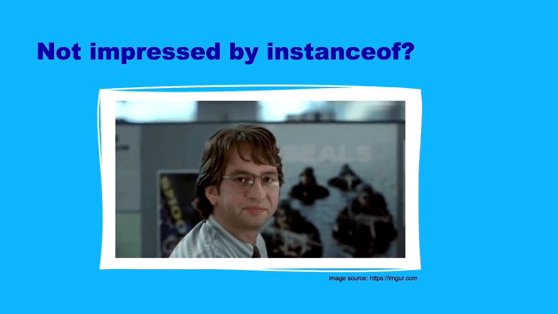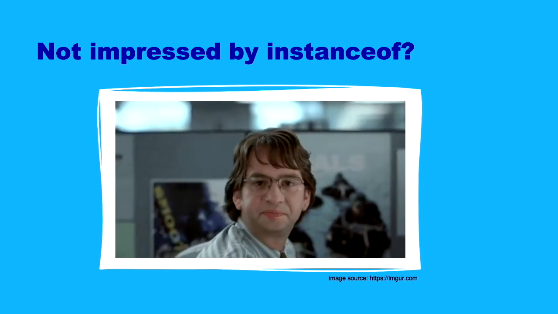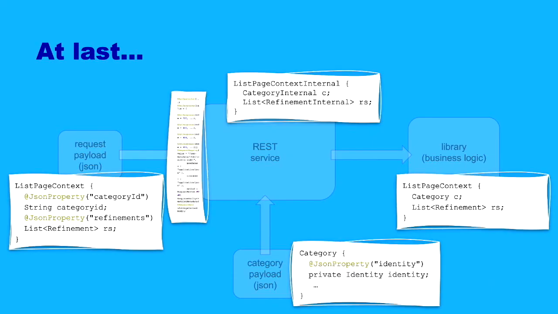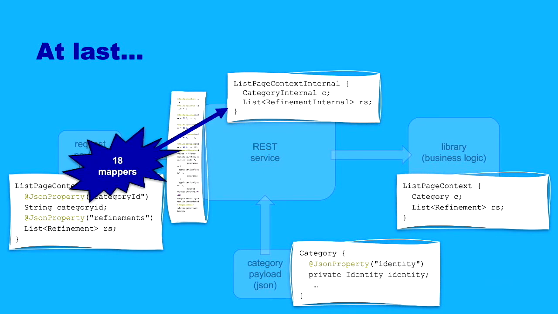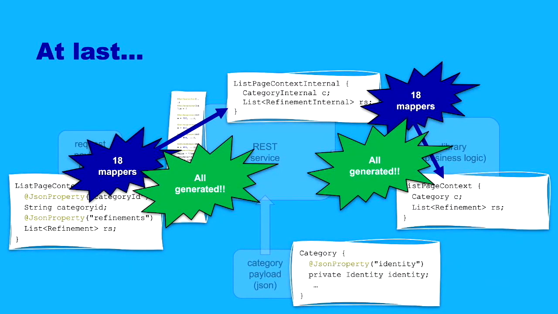So yeah, just in case you're not impressed by those instanceof checks, well, that's good because neither are we. We've written a couple of blogs on MapStruct, and you can find them on Tech Lab. There you can find some more inspiration and some more solutions on how to deal with hierarchies of objects and how to deal with optional fields and all the problems you will run into and how to fix them, of course. So finally, I've shown you how to avoid writing those tedious mappers. Bang, all generated.